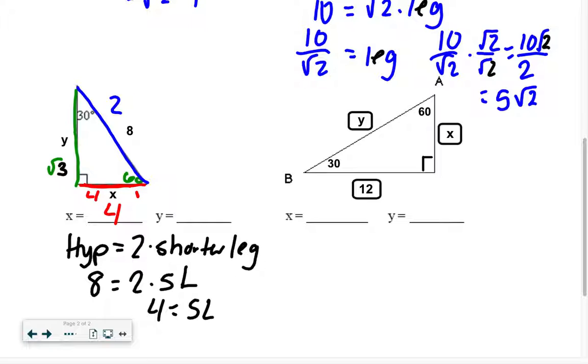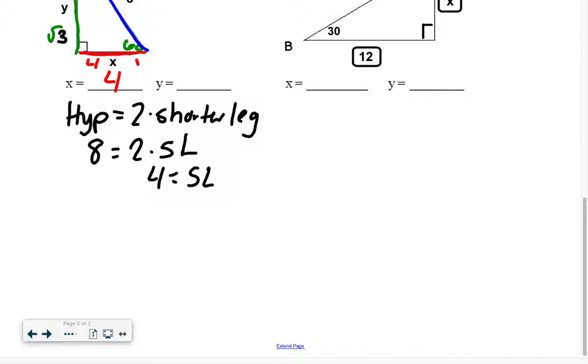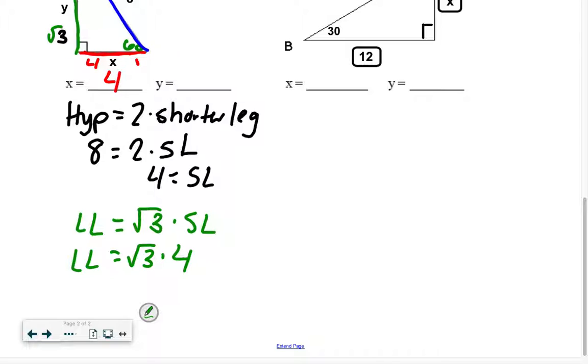To figure out my longer leg, I have, what are these, green? My longer leg is the square root of 3 times my shorter leg. Okay. I know my shorter leg is how long? 4. So my longer leg is square root of 3 times 4. What does that become? Yeah, just 4 square root of 3. Okay, questions there?